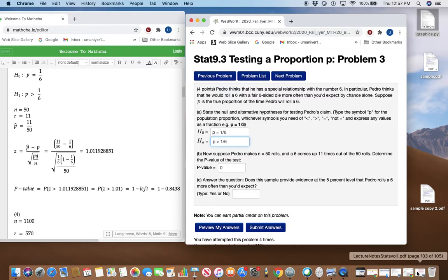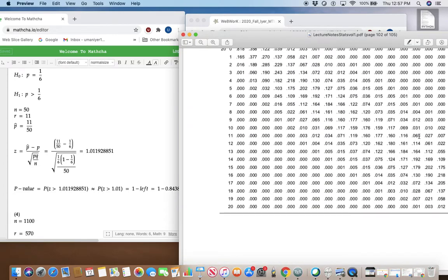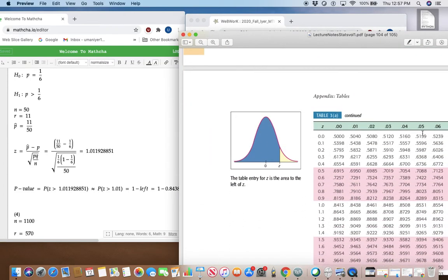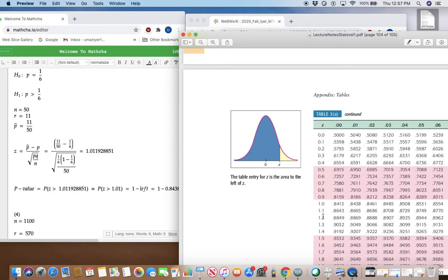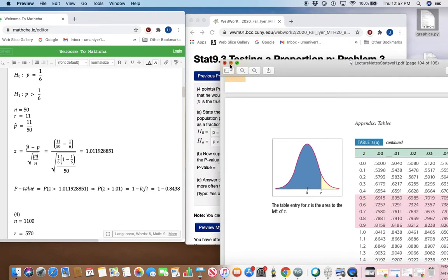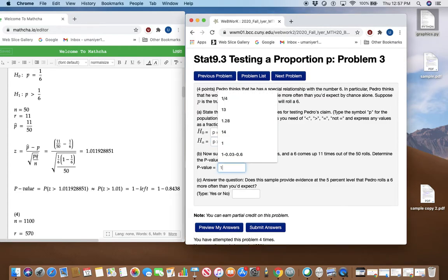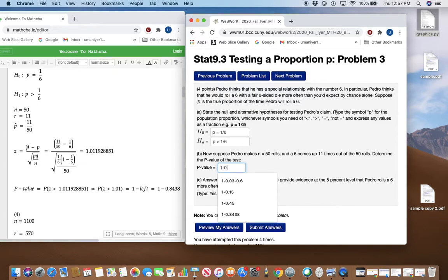So let's look for 1.01. So 1.01. All right, 0.8438. So from 100% take away the left area, which is 0.8438. That is your p value. So I will say p value is 1 minus 0.8438.